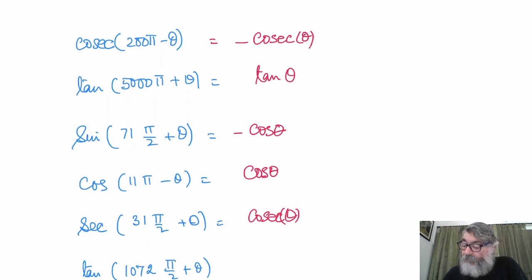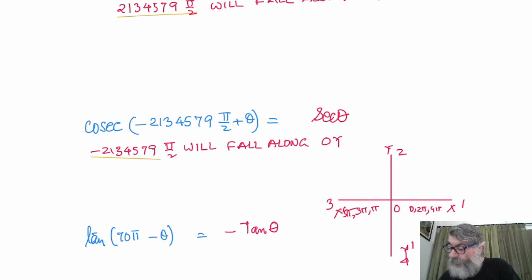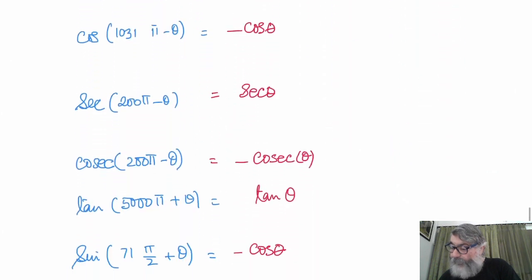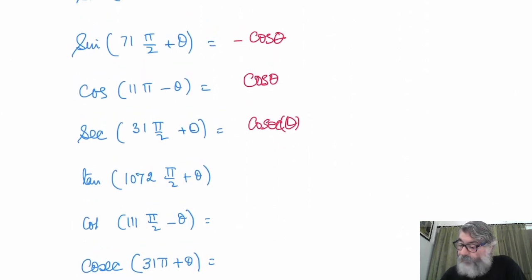Sec will be cos and sec. Yes, right. In the fourth quadrant, cos and sec are positive, and this was sec, so it is cosec theta. It is positive only. Okay.